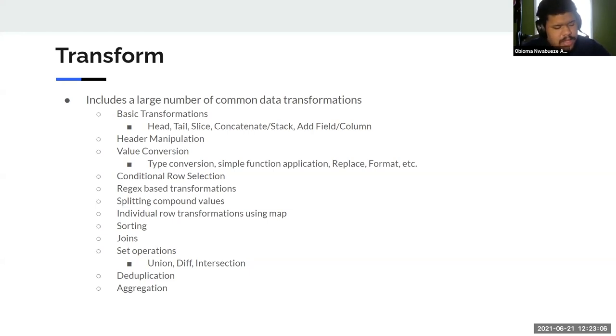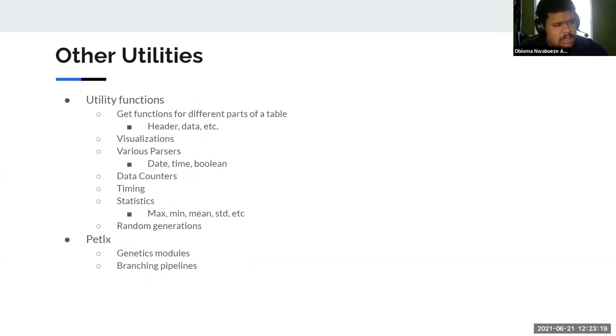You can deduplicate your tables, delete duplicates from them, and you can do aggregation, counts, queries, and basic statistics, all that sort of stuff. And then it also includes a bunch of other utility functions that we can use. So inside of their table object, they have get functions for different parts of the table that you might want to get. If you want to specifically pull out the headers or the data or values in this specific column, all that sort of stuff is possible.